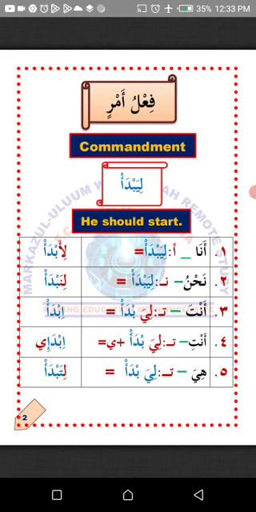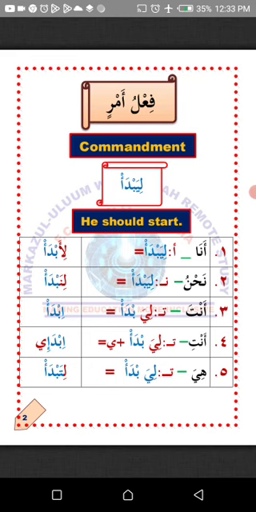Number four, anti, you, representing a single female person. So how do we change the verb liyabdah to suit anti? The same principle is applicable. However, we are going to attach ya'un to the last letter. Remember, once ya'un is attached, the letter before it must take kasra, as we know that ya'un is the mother of kasra in Arabic. So the verb liyabdah will now become ibda'i, which means start, commanding a single female person to start doing something.